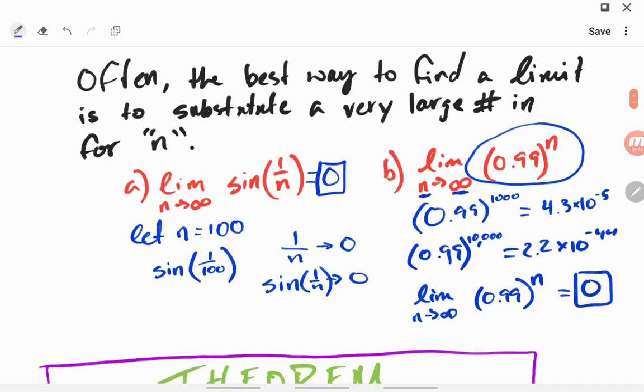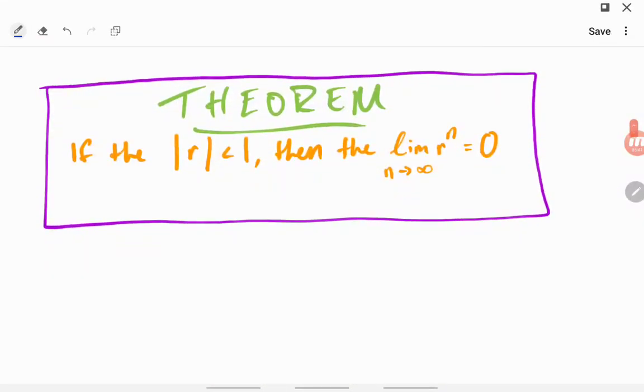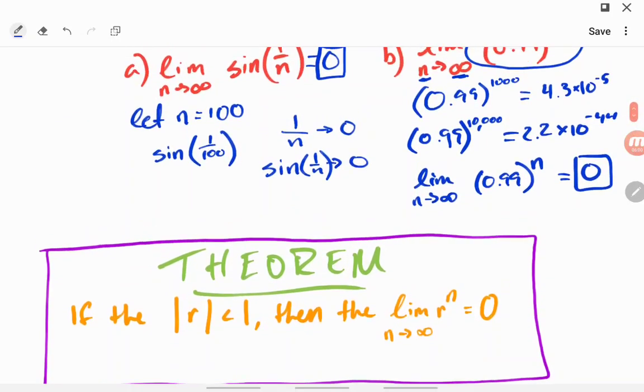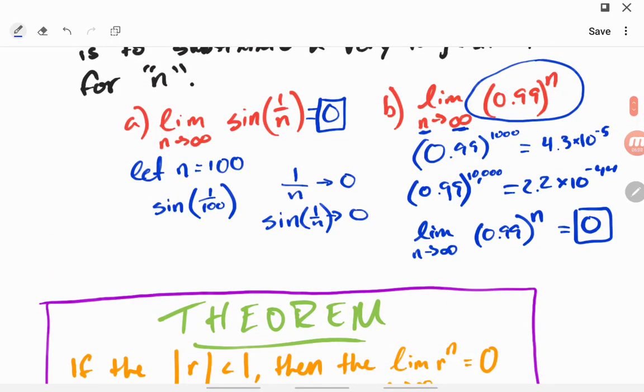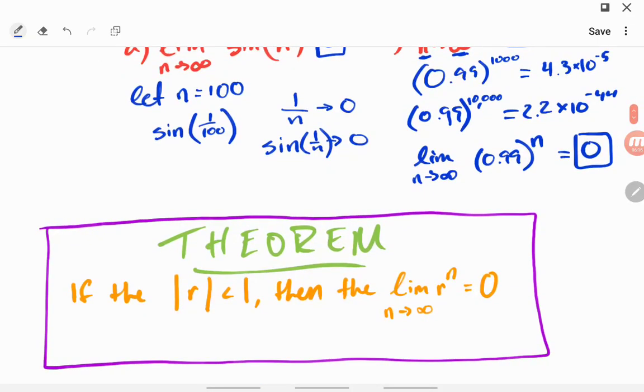This leads us to one of our theorems. If the absolute value of r is less than 1, then the limit as n approaches infinity of r raised to the n is going to be equal to 0. That r is just representing whatever is raised to the power of n. And we can see that when we reference practice problem B up here. We see r, which is 0.99, is less than 1. So when I raise that to the power of n, as n gets bigger and bigger, this limit approaches 0. So this is one of our theorems that we're going to be using pretty heavily.